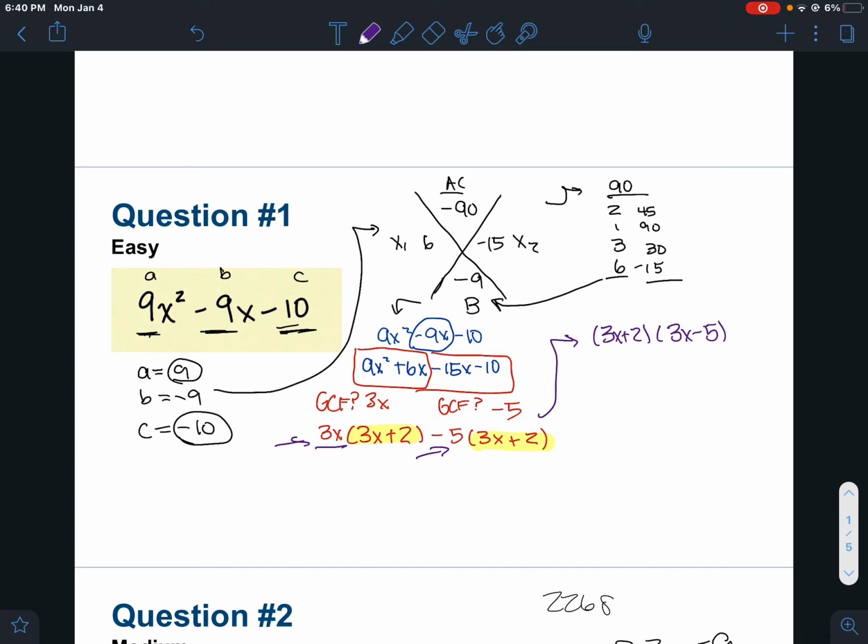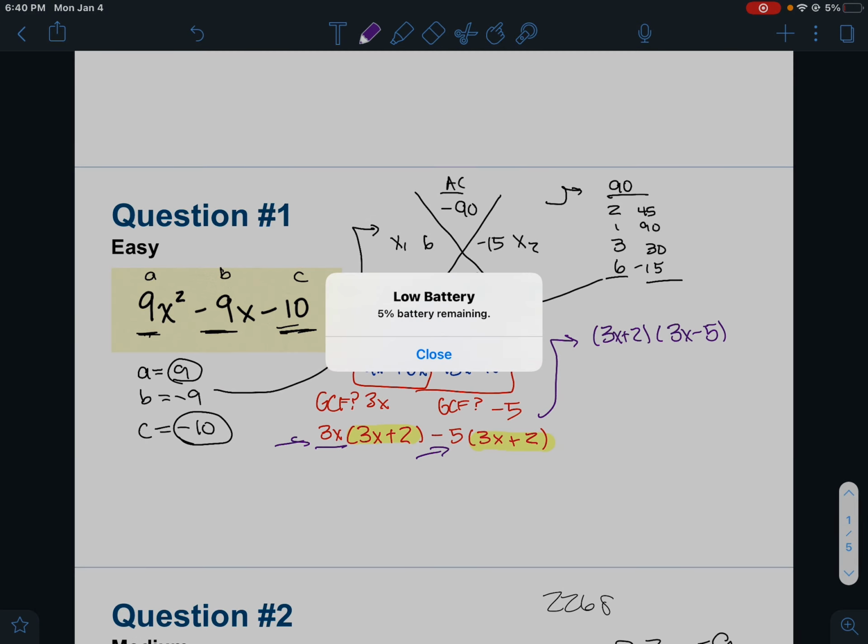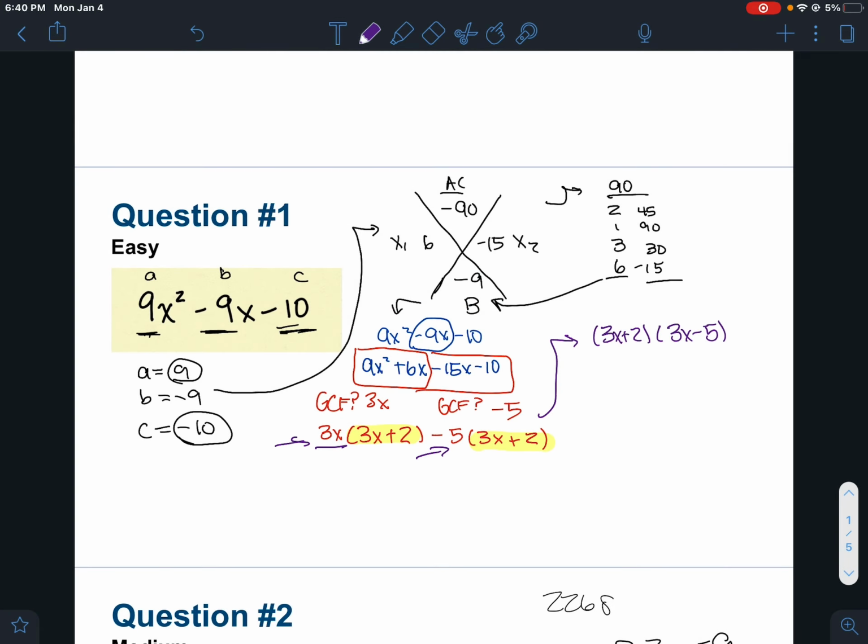If you don't believe that it works, you can go ahead and just do FOIL itself. You can do 3x times 3x, 3x times negative 5, and then 2 times 3x, 2 times negative 5. And that is going to equal 9x squared minus 9x minus 10. So that is essentially how you do the AC method.